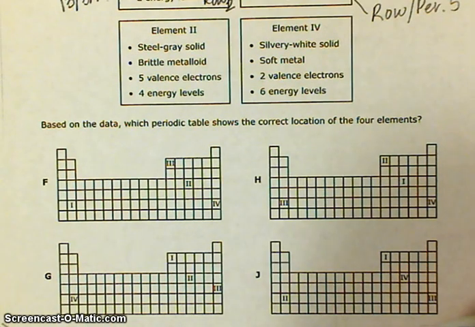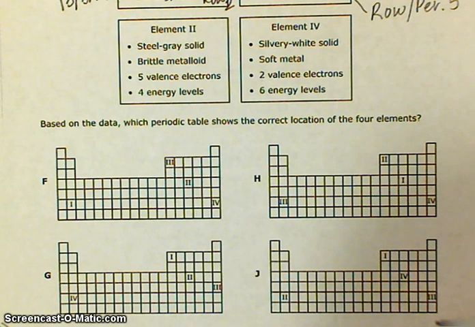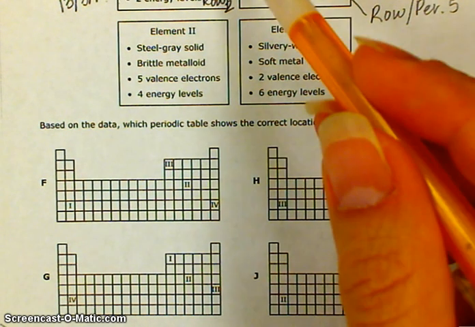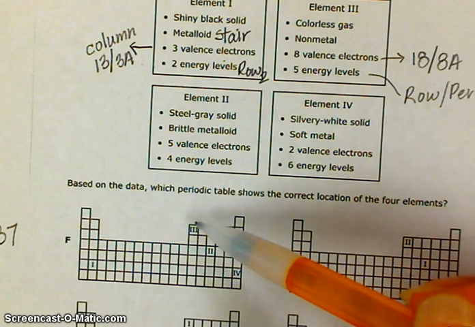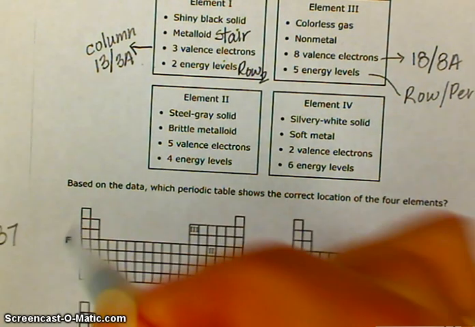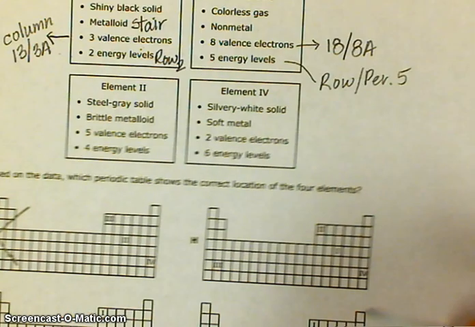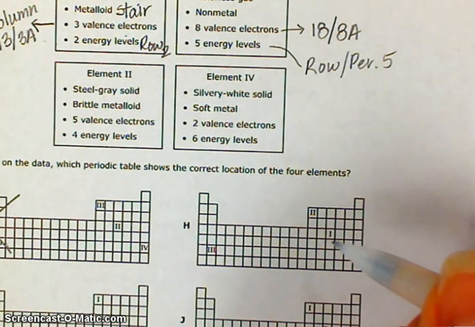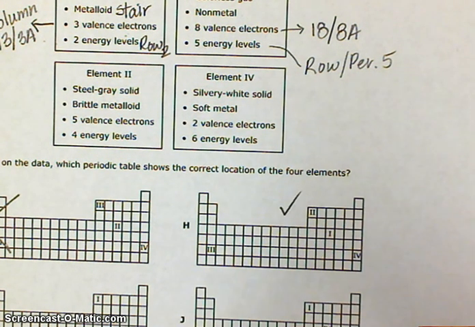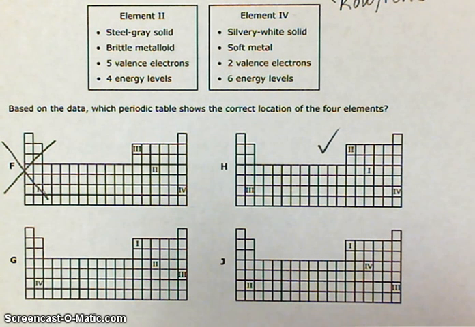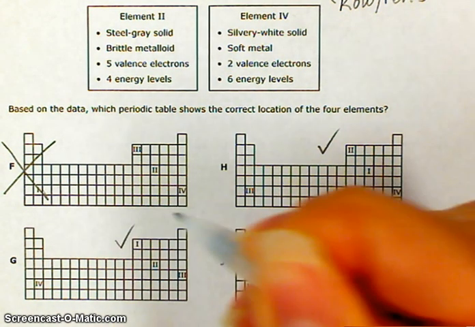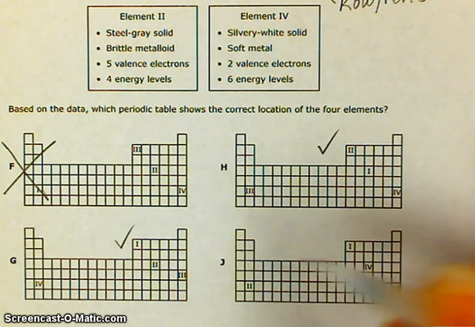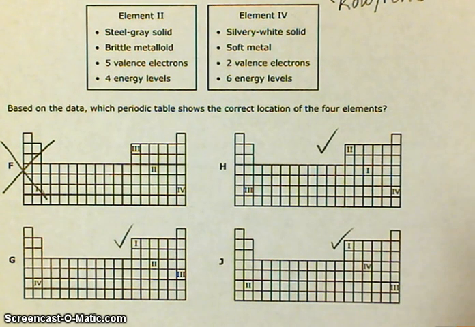Let's see, just based on those 2 we've identified, if we can figure out where it is. I need element 1 along the stair step. Element 1 is not along my stair step in F, so I know that F's not right. For H, element 1 is sort of in the stair step area, so that one's still in the running. For G, element 1 is in the stair step area. And J, element 1 is still in the stair step area.